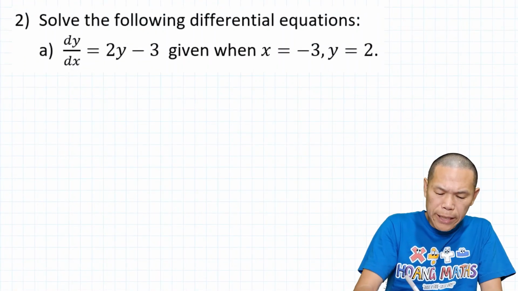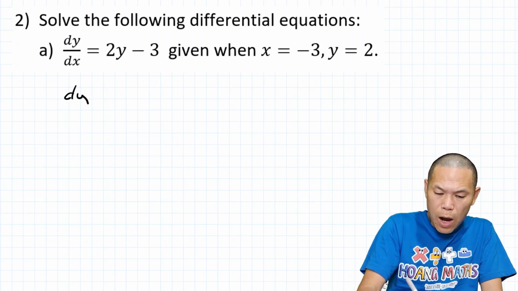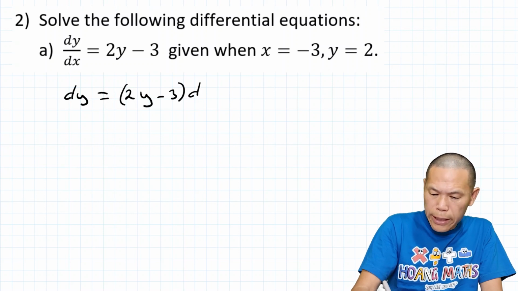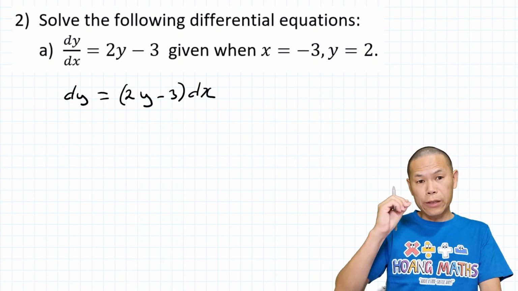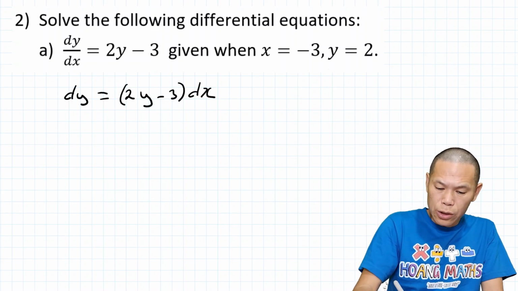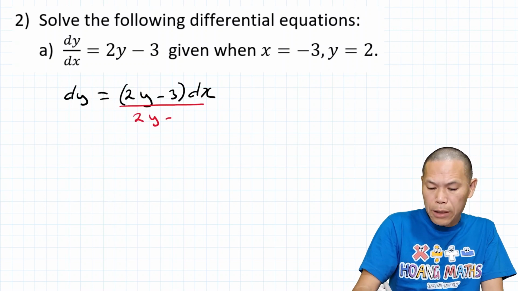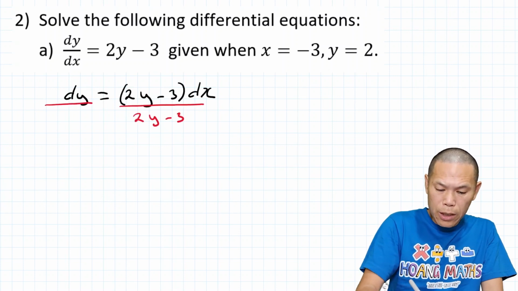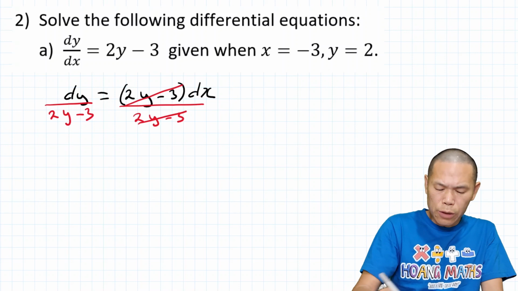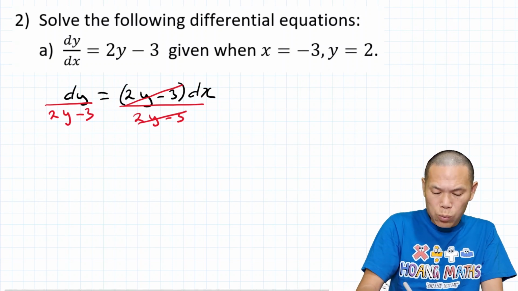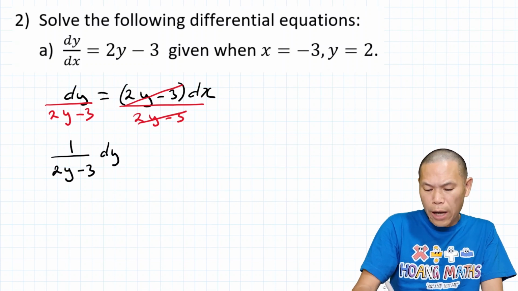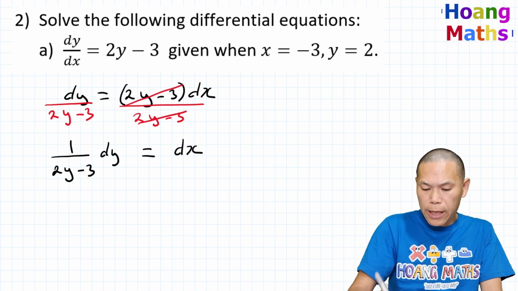So first one, which is times dx on both sides. So that means dy is (2y minus 3) dx. Now I just divide both sides by 2y minus 3. So this cancels out, of course. This means that this is exactly the same as 1 over 2y minus 3 dy, that is equal to dx.